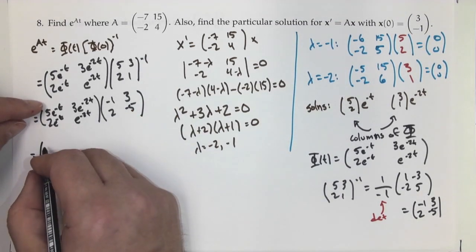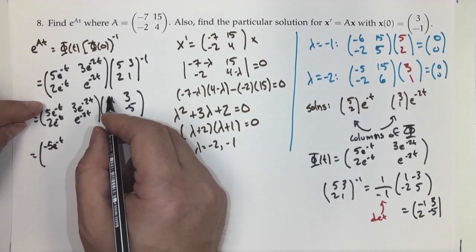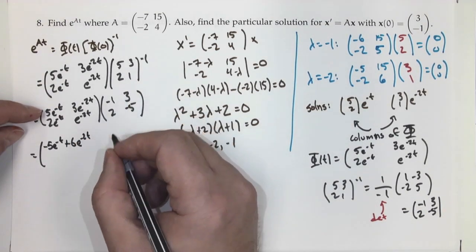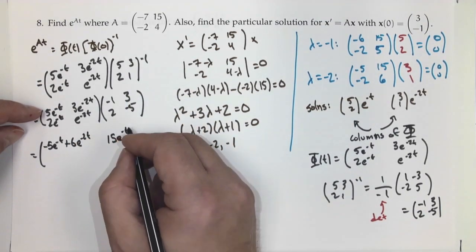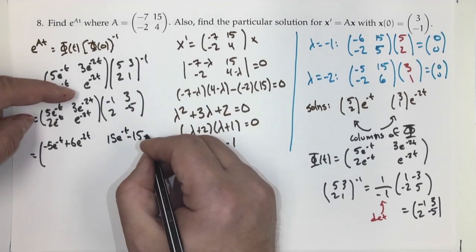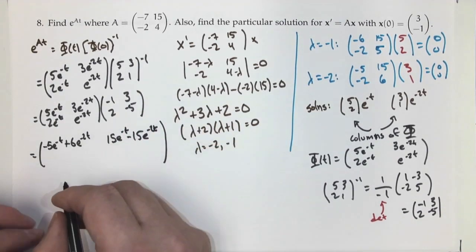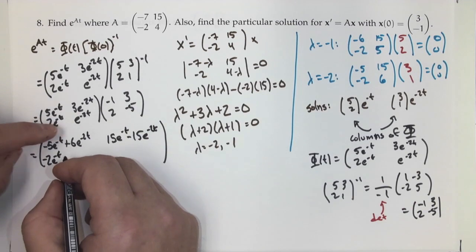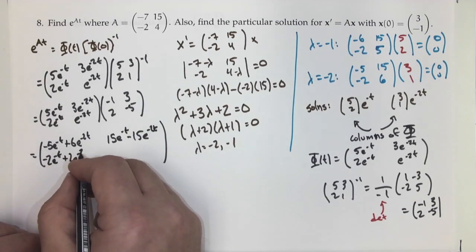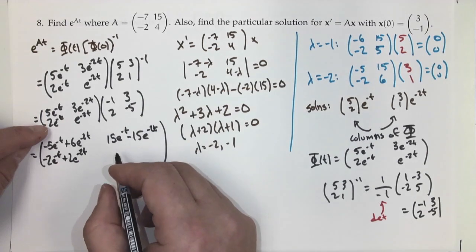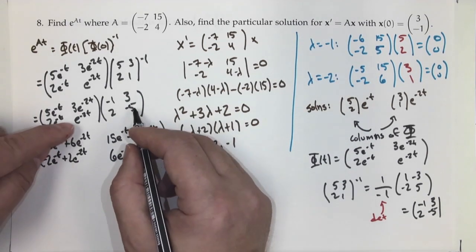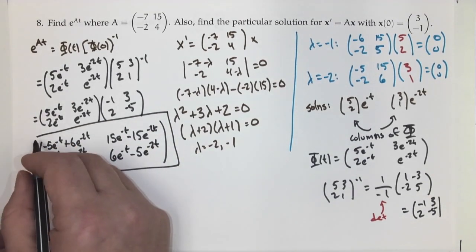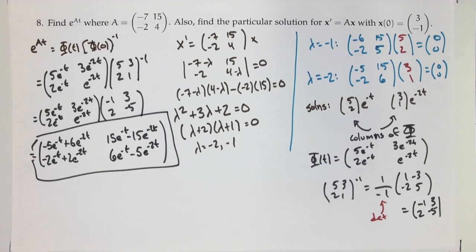Minus 5 e to the minus t plus 6 e to the minus 2t. 15 e to the minus t minus 15 e to the minus 2t. Minus 2 e to the minus t plus 2 e to the minus 2t. 6 e to the minus t minus 5 e to the minus 2t. Okay, that's the first thing. There is our e to the at.